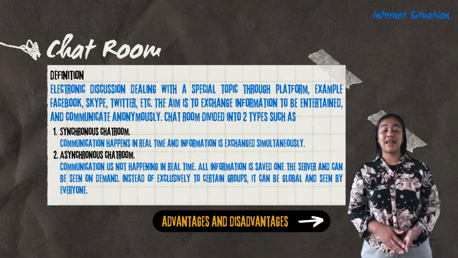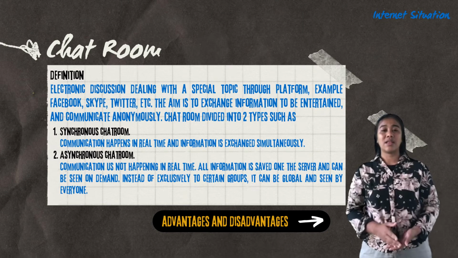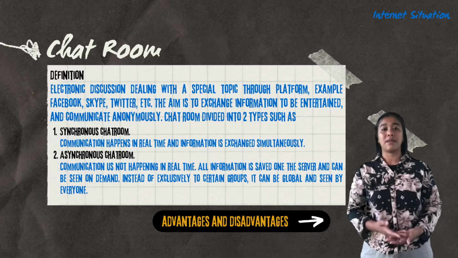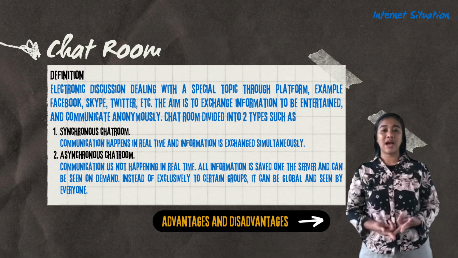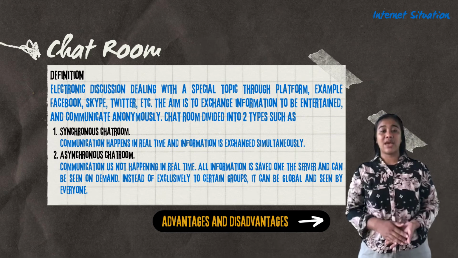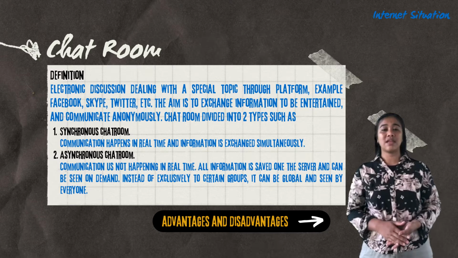The second is chat room. Chat room is an electronic discussion dealing with a special topic through a platform. For example, Facebook, Skype, Twitter, and etc. The aim is to exchange information, to be entertained, and communicate anonymously.